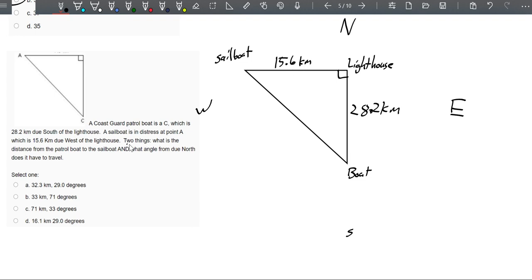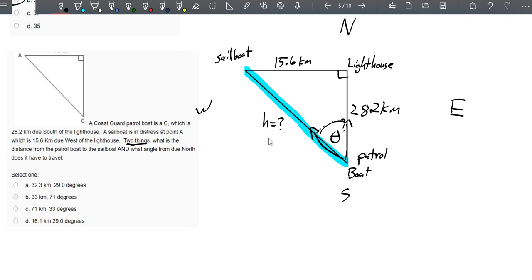It wants to know two things. What is the distance from the patrol boat to the sailboat? So how far to go from here to there? So we're looking for our hypotenuse. And secondly, what angle from due north does it have to travel? If it traveled north, it would be going that way, but it has to swing around this way until it reaches this line of travel. So what is this angle in here? So let's get rid of that south, put it down there.